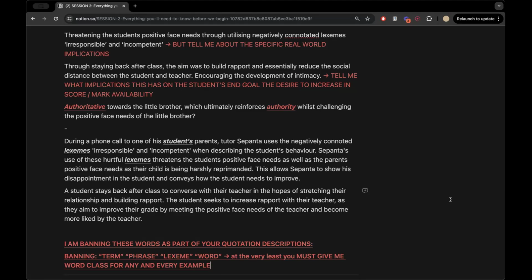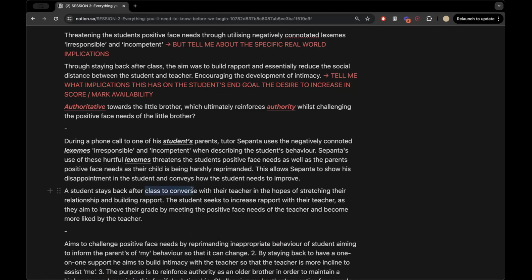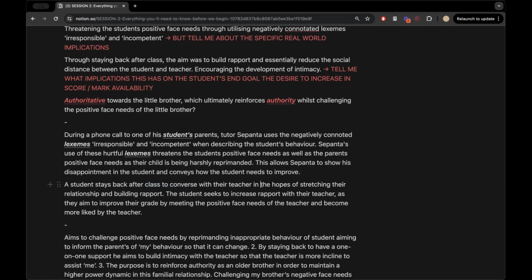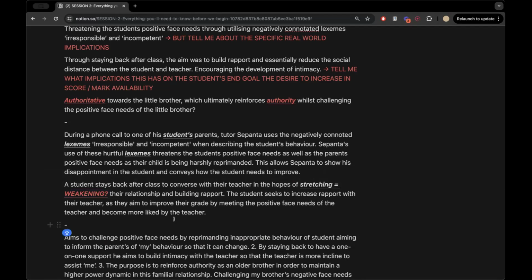Hold on a second. Now, let's have a look here. A student stays back after class to converse with the teacher, in the hopes of stretching their relationship. Stretching relationship means weakening relationship. If you stretch something thin, it means it's weakened. That makes no sense. Please make sure when you write something, you know what it actually means, because the examiners will pick up on that, right?